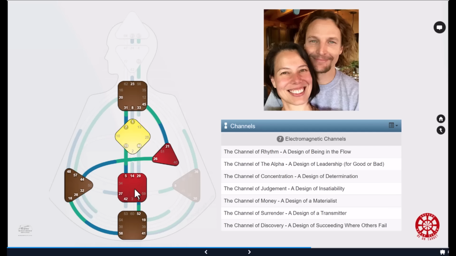The channel of discovery is a design of succeeding where others fail. And that is our last electromagnetic that you have. So in your relationship dynamic, this is one that can succeed where others may fail. Most especially true because we have a compatibility or a harmonic pairing here that is about Lavina's life's work, and Orin bringing her commitment and dedication to this form and this body in your relational dynamic.